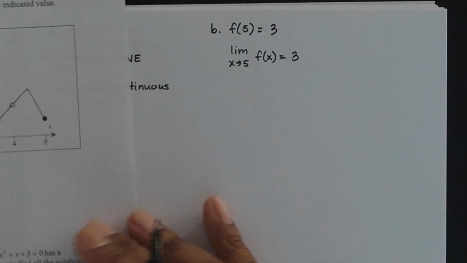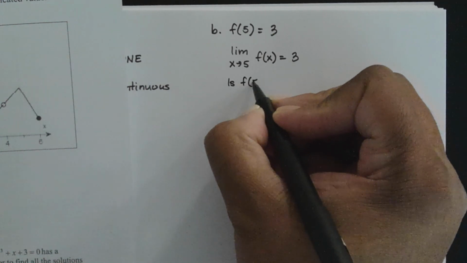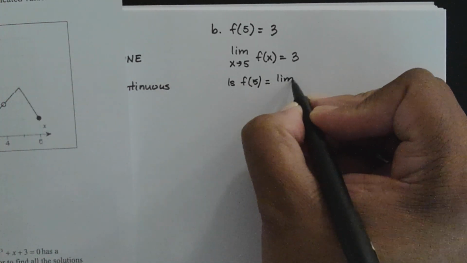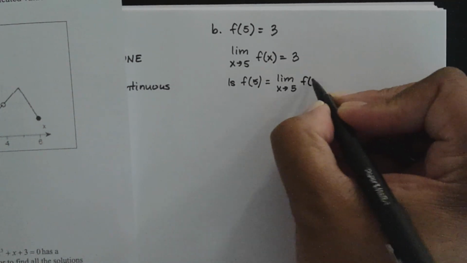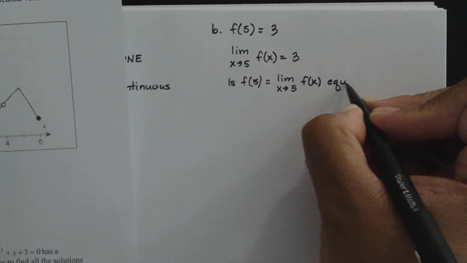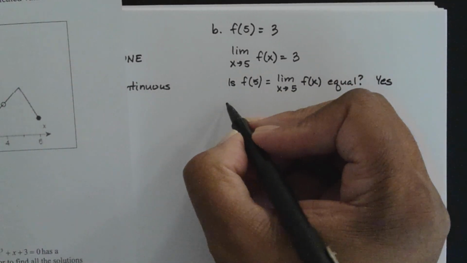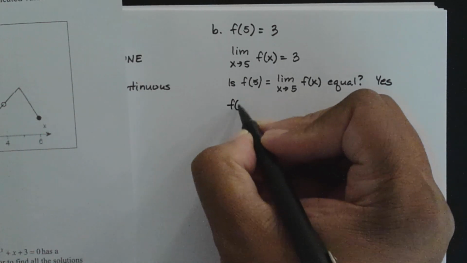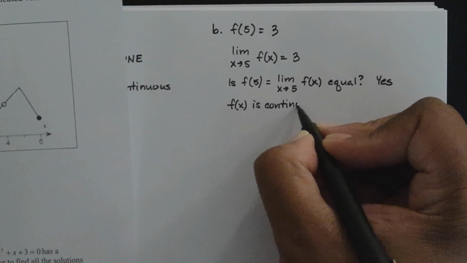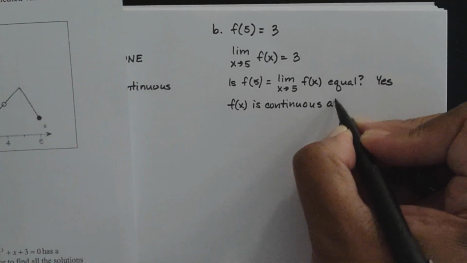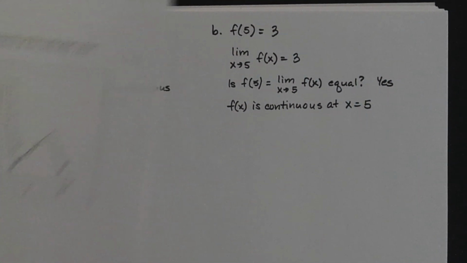All right, now, we ask ourselves, is f of 5 the same as the limit as x approaches 5 of the function f of x? Are they equal? Yes. So that means here that the function f of x is continuous at x equal 5. Okay.